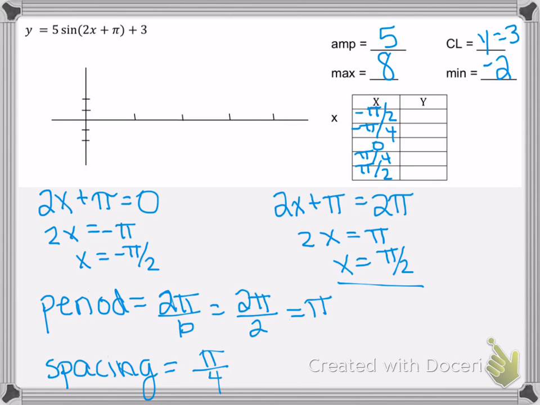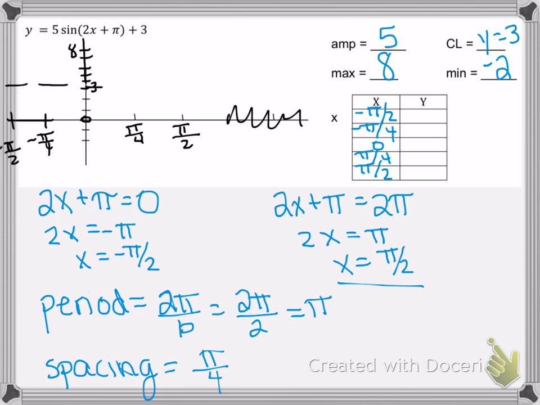So what I'm going to do is I'm just going to extend my graph a little bit, put 0 in the middle, -pi/4, and then -pi/2. So then I'll do positive pi/4 and positive pi/2. So I'm going to kind of ignore this part. So then I need to go up to 8. So 8, 3, and down to -2.